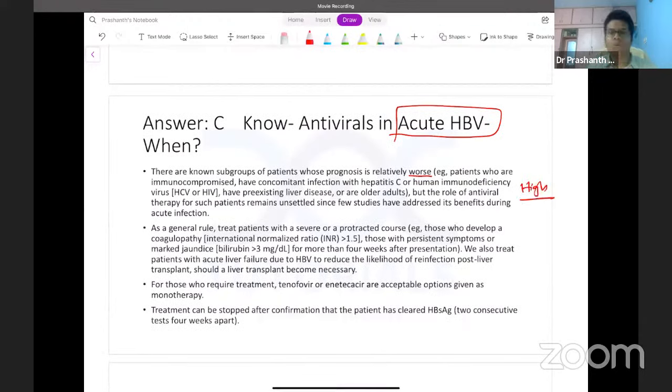But as a general rule, patients who have a severe or protracted course in the form of raised bilirubin or higher INR, you consider giving them a short duration of tenofovir or entecavir monotherapy. It can be stopped after confirmation of HBsAg clearance in two tests done 4 weeks apart. So we all know the treatment of chronic hepatitis, but for acute hepatitis B, do we treat? Now these are the indications for treatment.